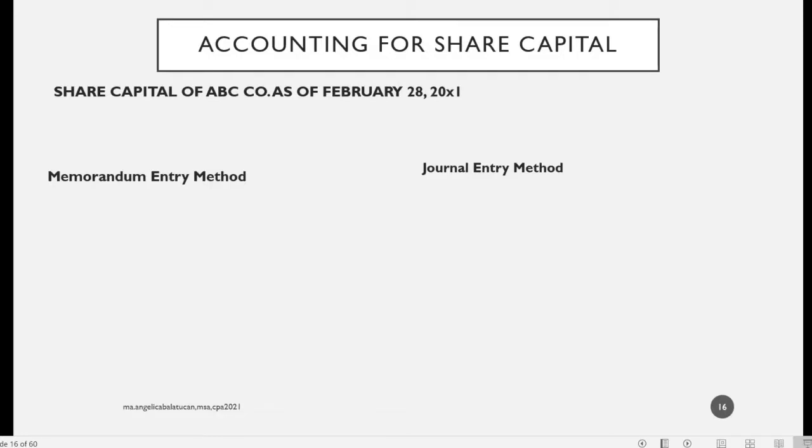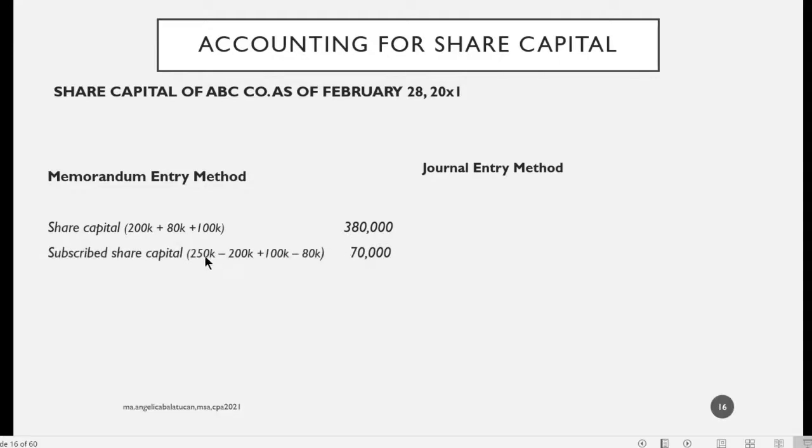So, what would be the share capital of ABC Company as of February 28, 20x1? If we're using the memorandum entry method, the share capital would be 380,000. So, how do we get 380,000? You go over the entries wherein there's a credit to share capital and then you sum it up. That would be a total of 380,000.